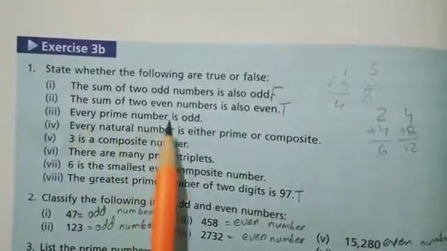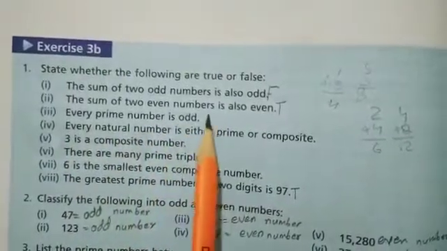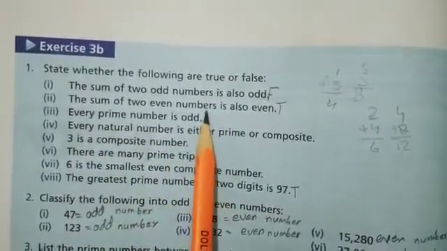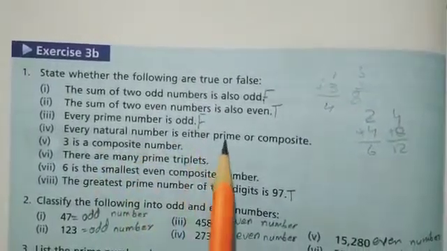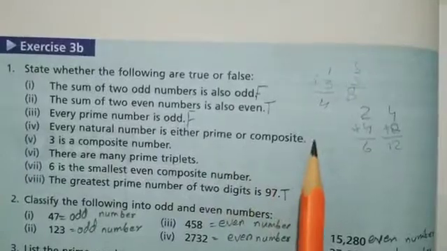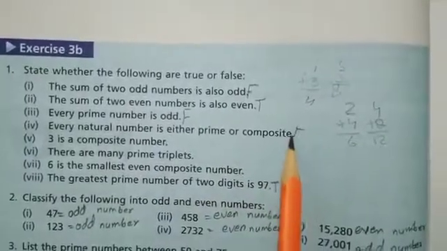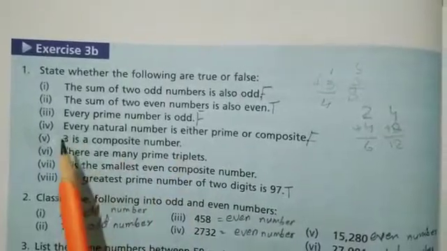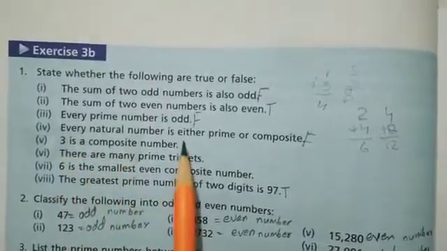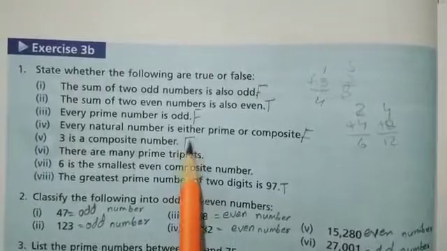Every prime number is odd. This is not true, not every prime number is odd. Every natural number is either prime or composite. No, this is a false statement. 1 is neither prime nor composite, it has only 1 and itself as factor. So this statement is false.